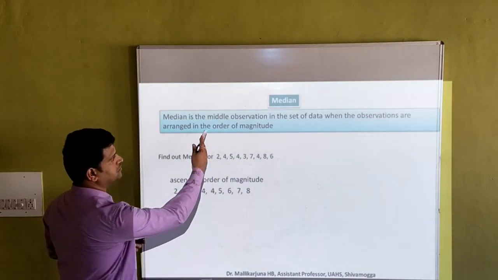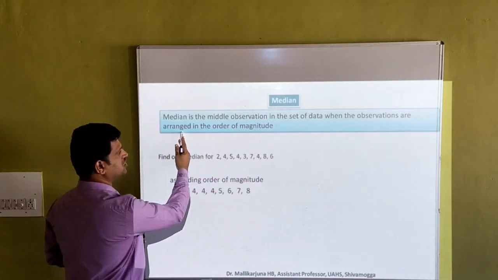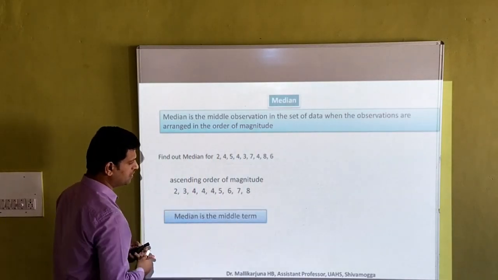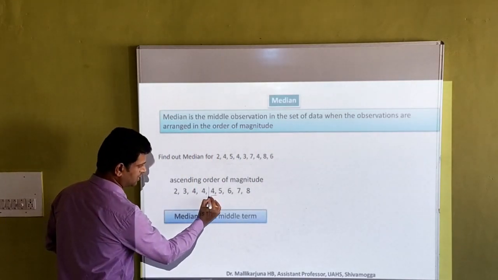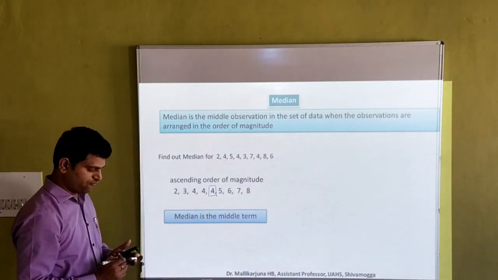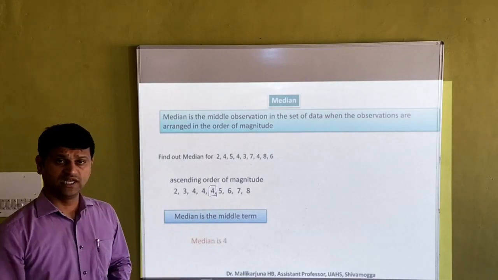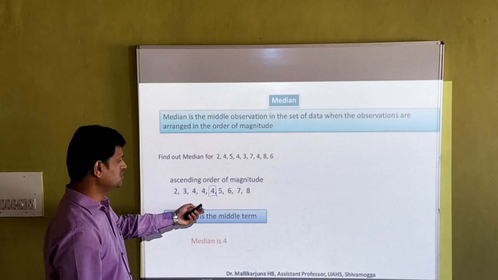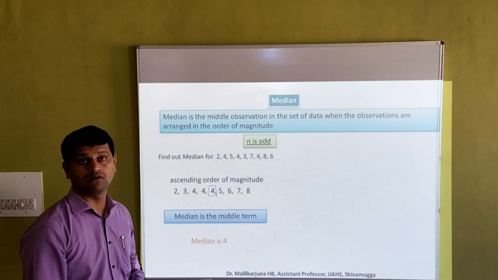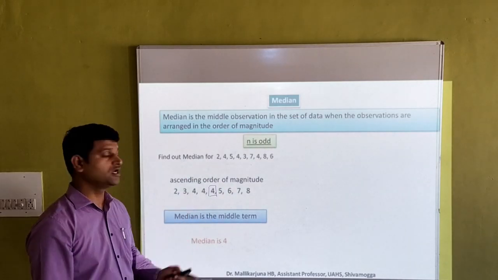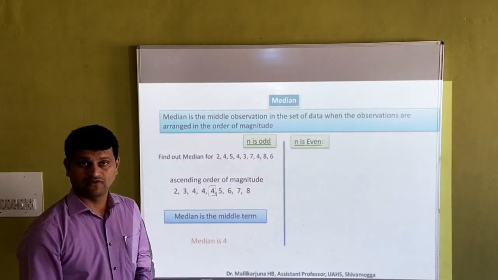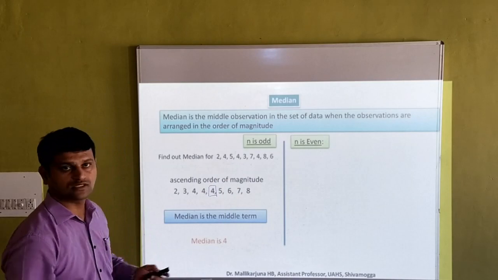The median is the middle observation in the set of data when the observations are arranged in order. Middle term means the fifth is the middle term. Here 4 observations are left on each side. The middle is 4 and the median is 4. All observations are 9 here, so this is the example of the odd number case. N is odd, where N is the number of observations. If N is an even number, for example 8, 10, 12, in that case the method changes a little bit.